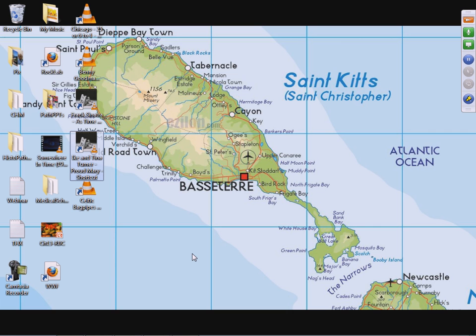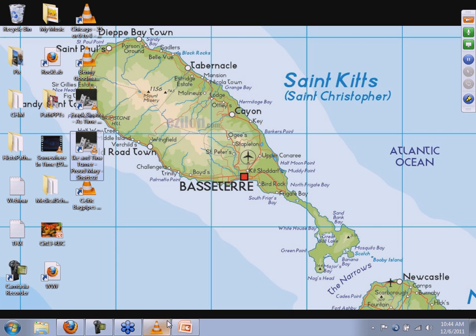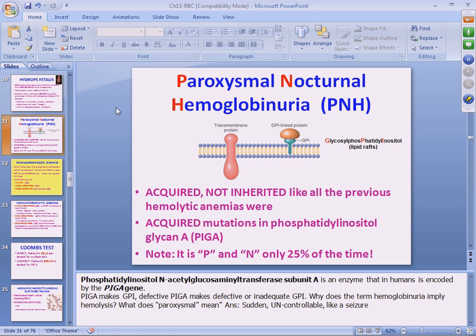So let's continue on with our journey, our trek through hemolytic anemias. And now, let's talk about another disease that produces hemolysis.